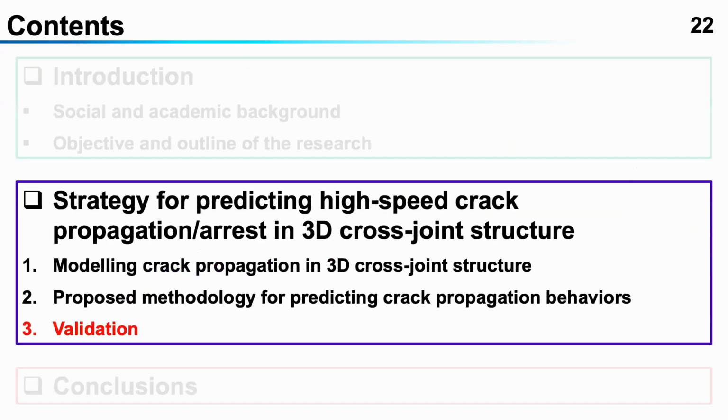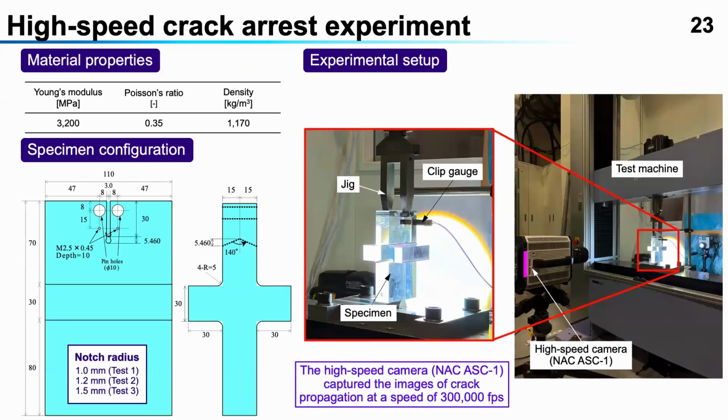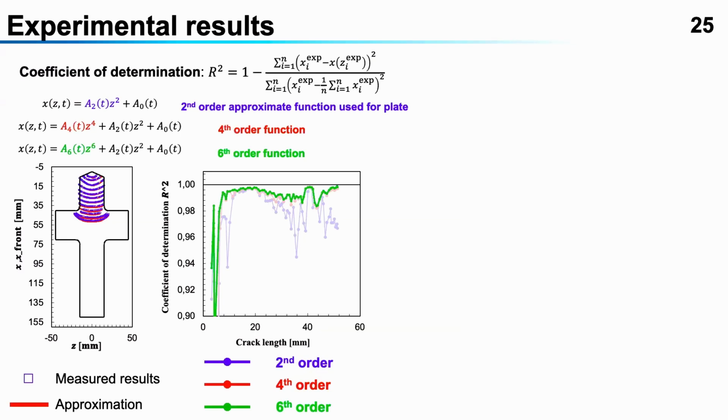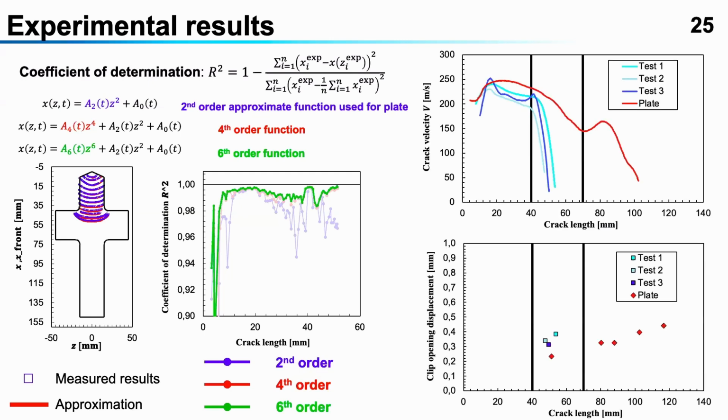Then it's our validation. We performed high-speed crack arrest experiments using the PMMA specimen, as I just said. The high-speed camera can record the detailed crack propagation behavior, and these are the images it captured. We do some post-processing to extract the details of the crack front shape. In our previous study on the plane structure, we just used a second-order function to approximate the shape of the crack front. But for the cross-joint specimen, we currently use the sixth order, which is better compared with the second-order one. And these are the experimental results.